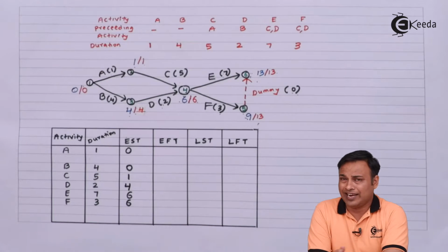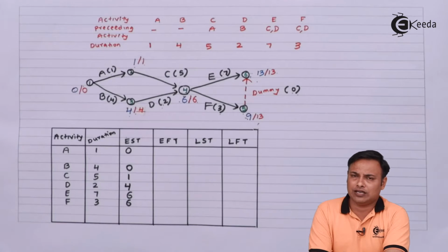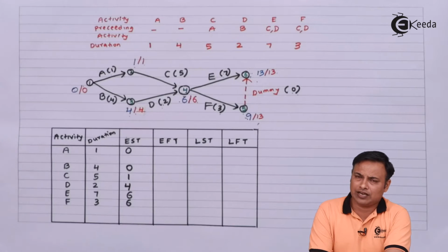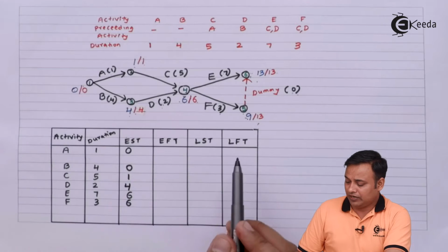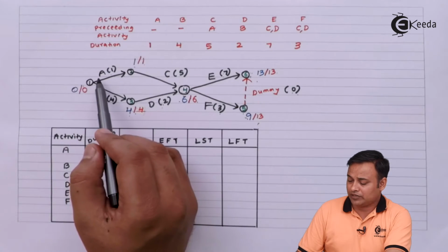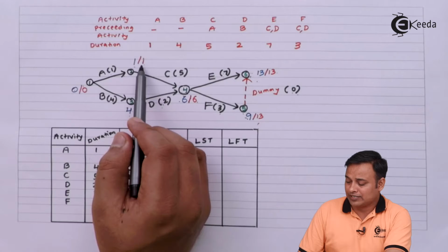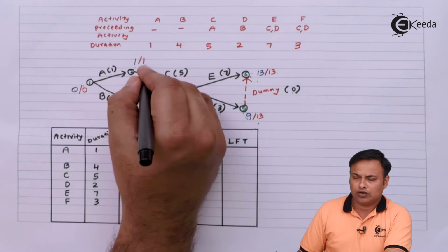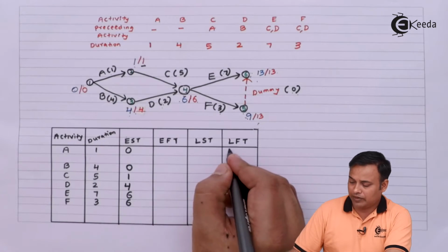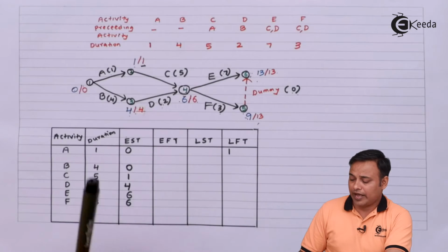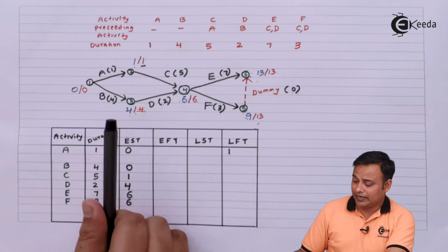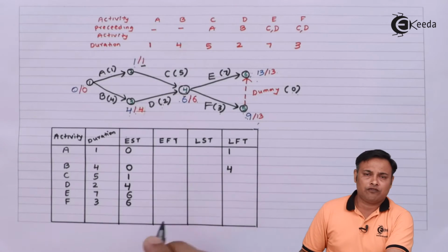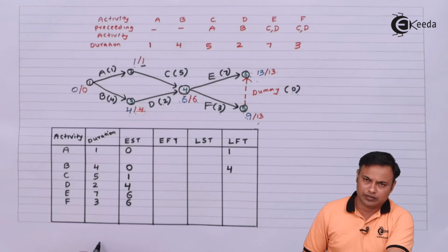Then comes the LFT, the last column. For LFT we will check at the head and we will select the number on the right rather than left. So LFT के लिए A का latest finishing time आएगा head पे, right hand side में हमारे पास नंबर है 1, so 1 will be written here. Same way for activity B, the number at the head on the right hand side is 4, therefore 4 will be the latest finishing time of B.